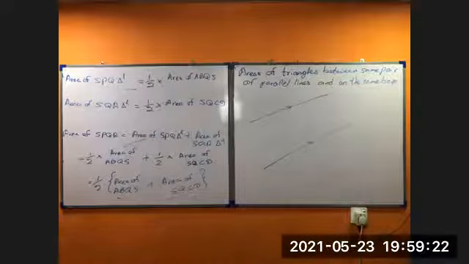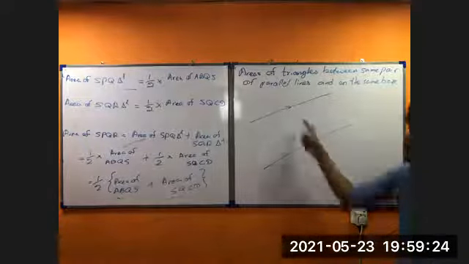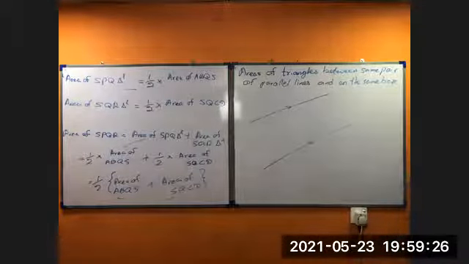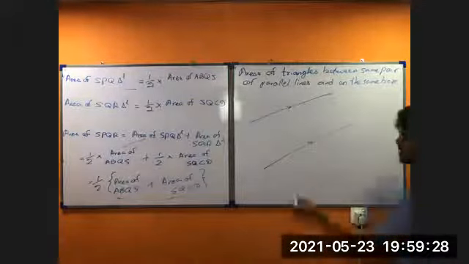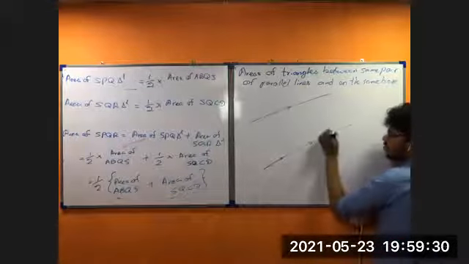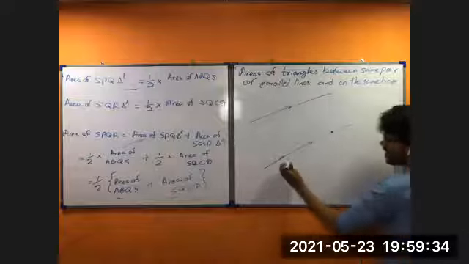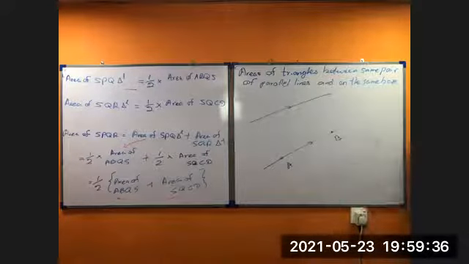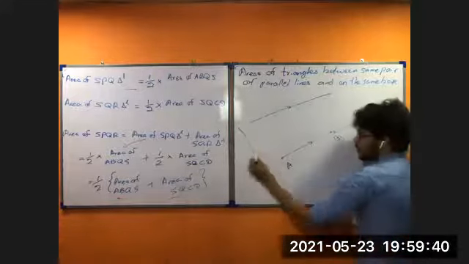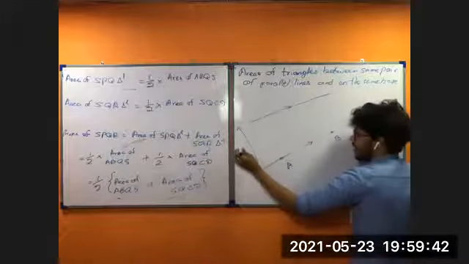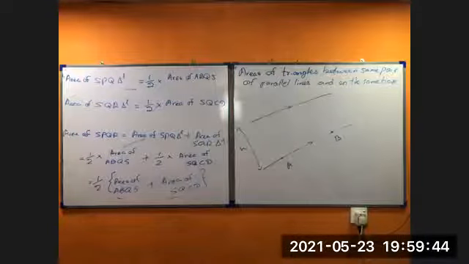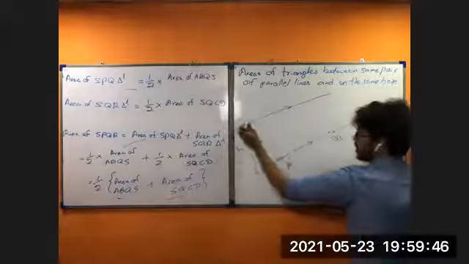Okay, so there are two parallel lines. Suppose they have the same base, let's say AB. So this is the base. Then let the distance between the two parallel lines be H. Okay, then suppose you have two triangles.